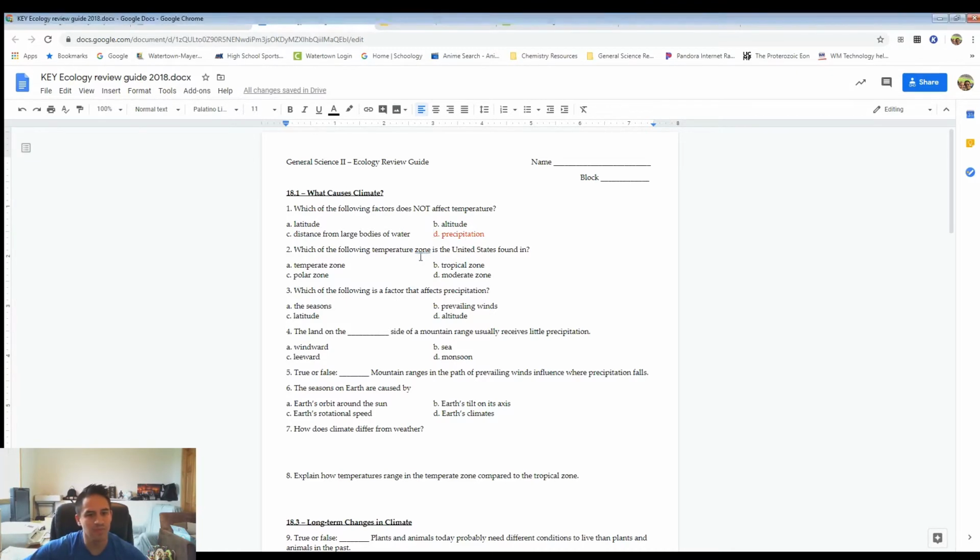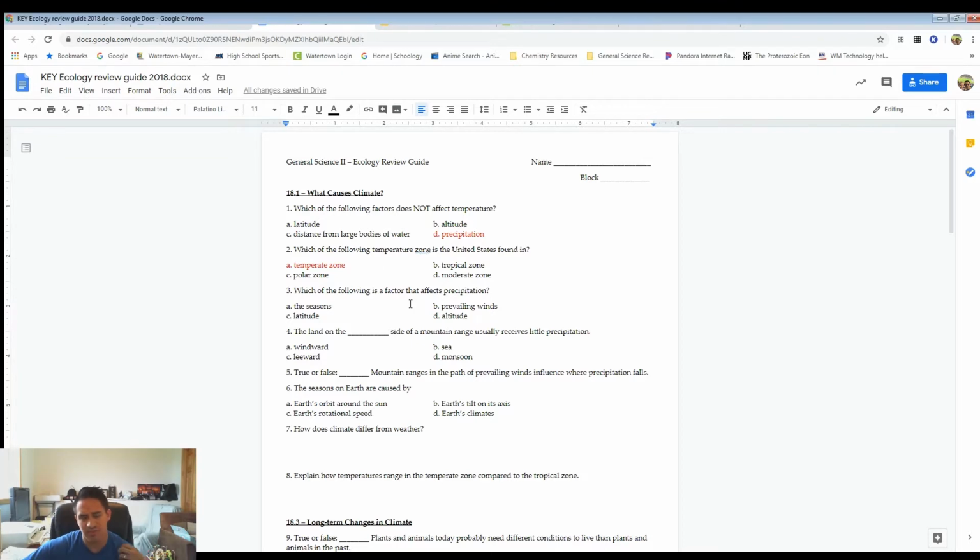So number two, which of the following temperature zones is the United States found in? The United States is primarily found in the temperate zone. Remember that this is the zone that is kind of in the middle between the equator and the poles. So you have the tropical zone at the equator, you have the polar zones at the top and bottom of the planet, and in between you have the temperate zone, which is where most of the United States sits.